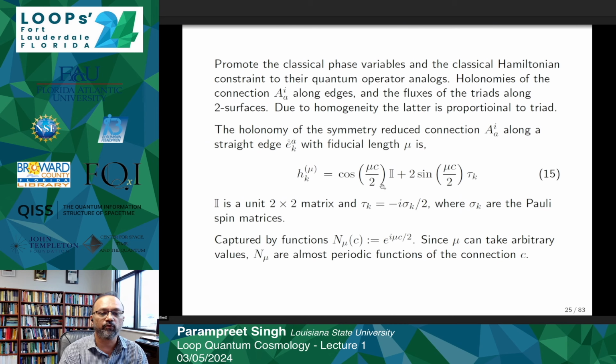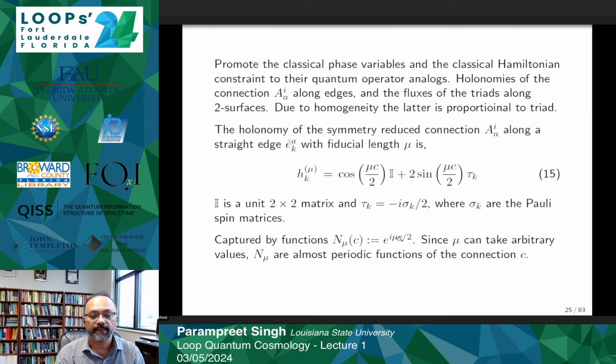which is being used here to define the holonomies. I denotes the unit 2 by 2 matrix, and tau is proportional to the Pauli matrix, where sigma k is a Pauli matrix. So basically, these holonomies play a very fundamental role, and they are captured by these functions, N mu.